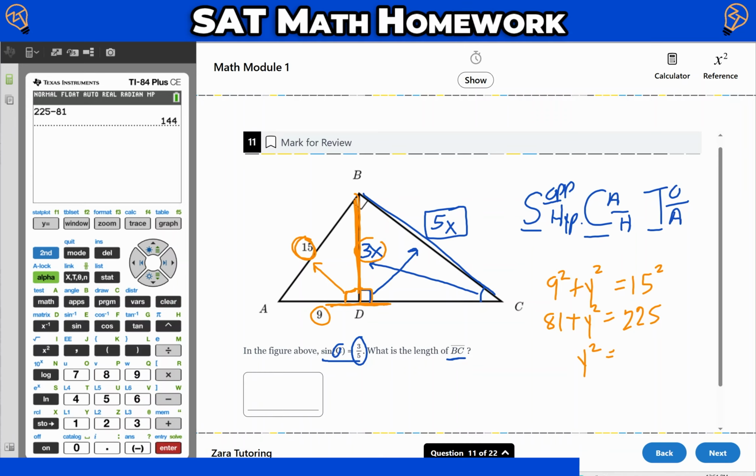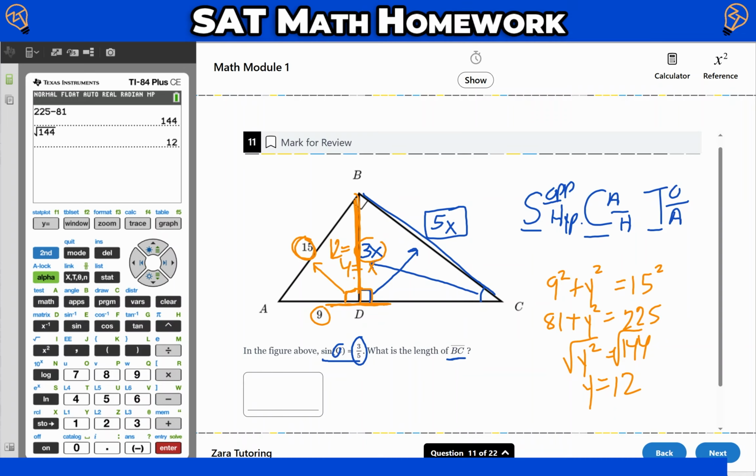And then because that's the y squared value, you might already recognize what the square root of 144 is, but just in case, we'll go to square root, so second and x squared, of 144, or I could just press up and enter so it populates it there, and we get 12. So that is the value of this side here. We already established that it is 3x. Divide by 3, you get that x is 4.